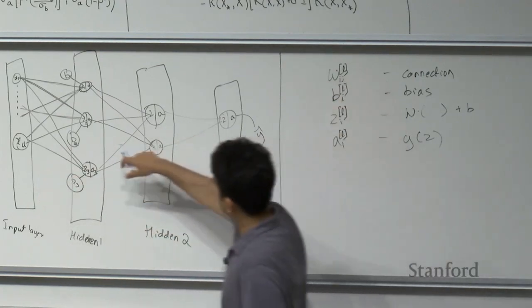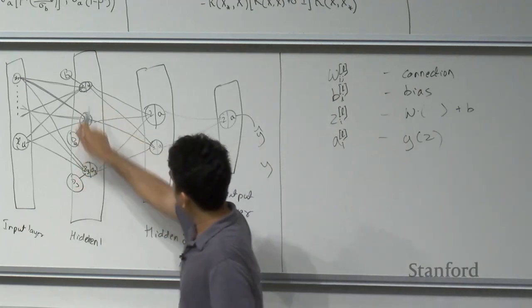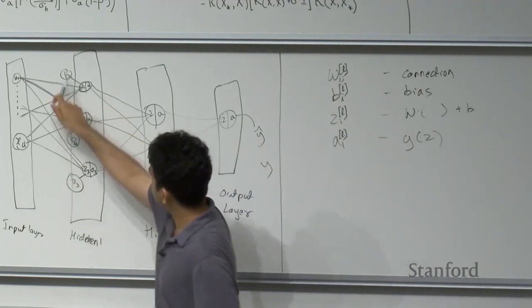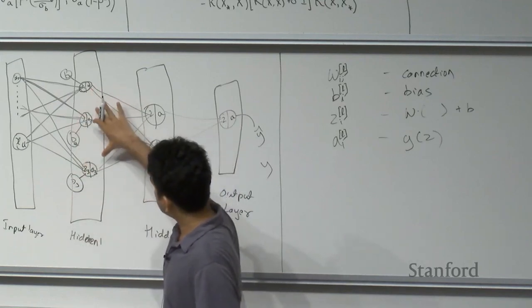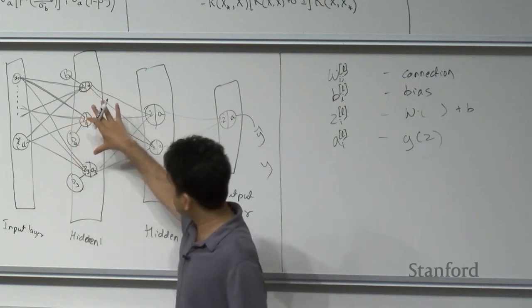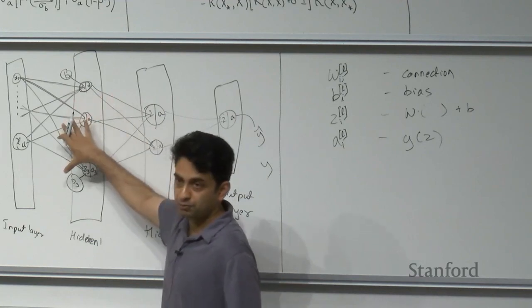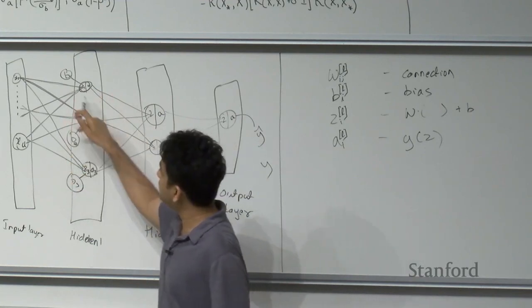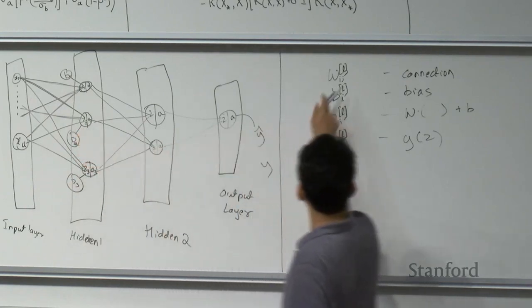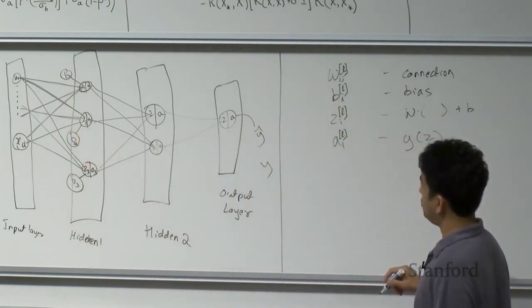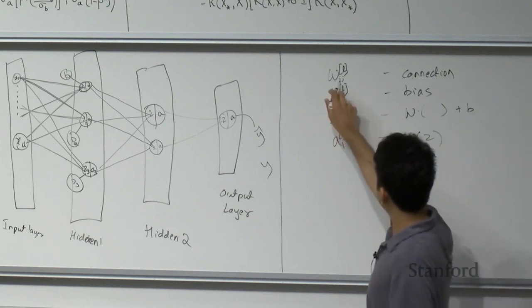So these are vectors. This is the vector A, this is the vector Z, and this is the vector B. You have one such vector per layer, one vector of A, one vector of Z, and one vector of B per layer. But we have one matrix W per layer. W is also called the weight matrix, and that's why it has two indices, I and J.